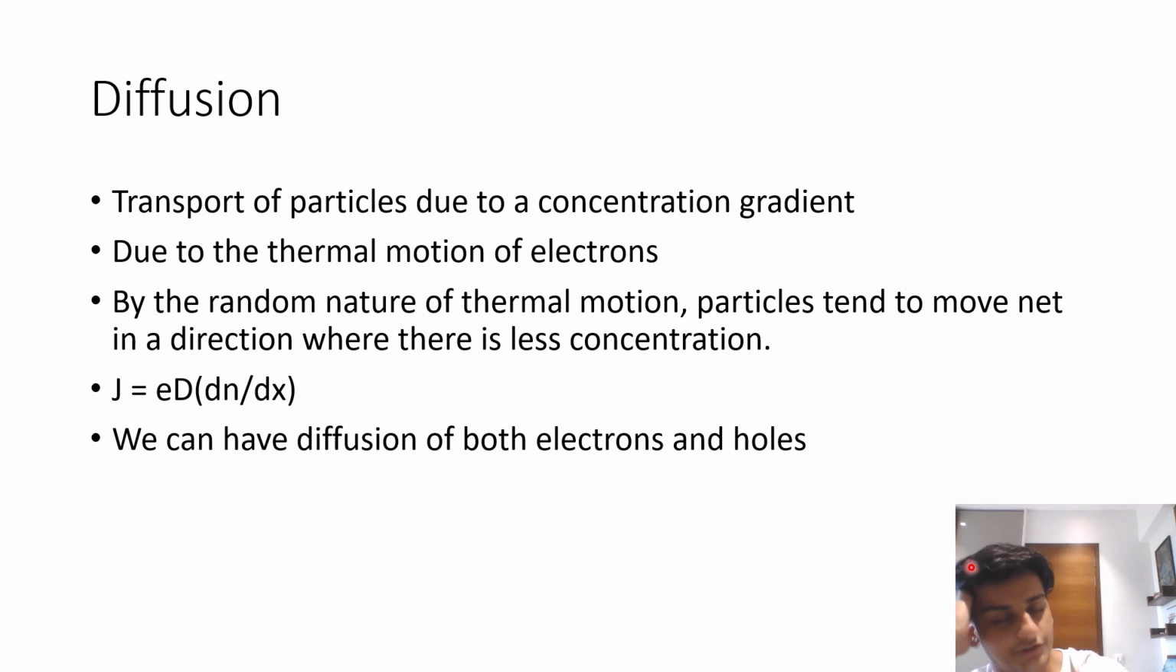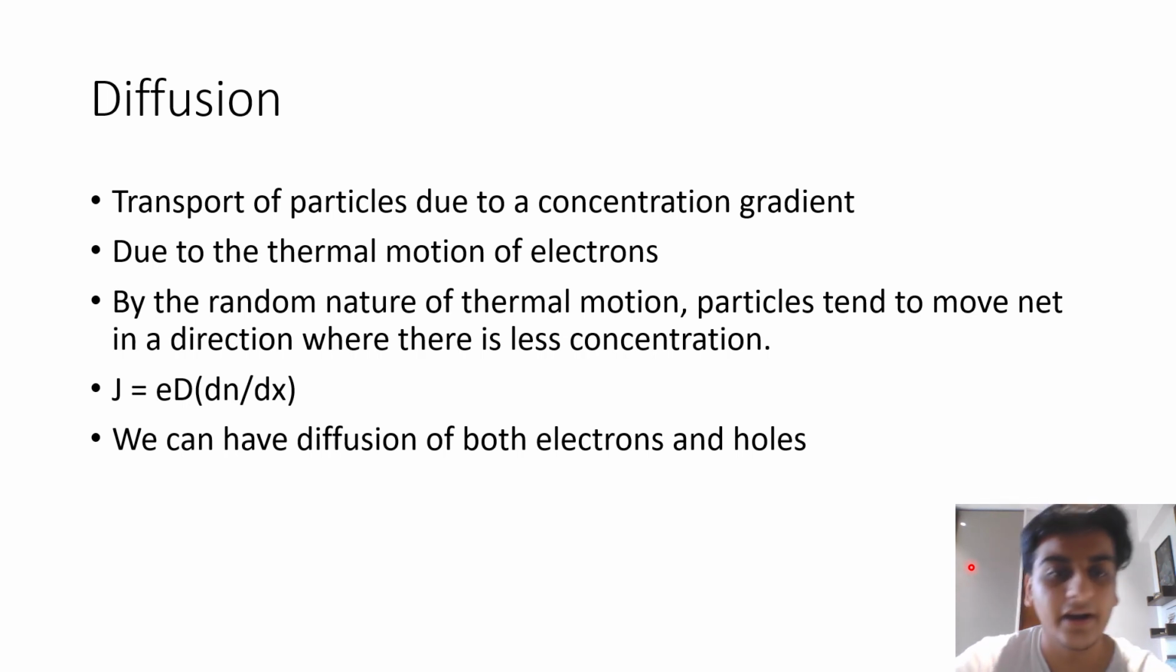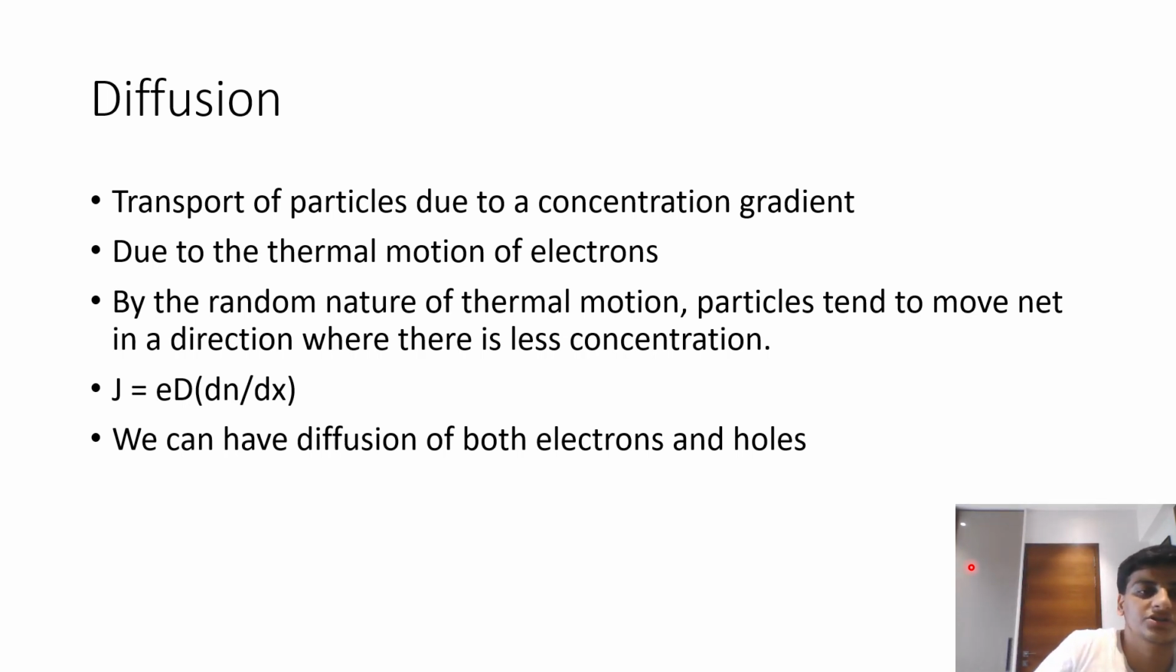Let's get into diffusion. Diffusion is the transport of particles due to a concentration gradient. So if you have a semiconductor material, there are a lot of electrons on one end of the material and almost no electrons on the other. Obviously, there is going to be transport from the high concentration side to the low concentration side. Now this happens purely due to the thermal motion of electrons. By the random nature of the thermal motion, particles are going to tend to move in a direction where there is less concentration.